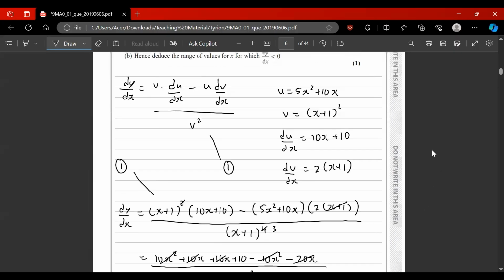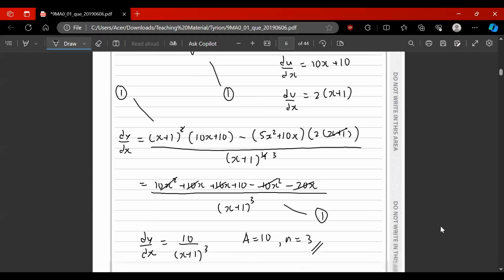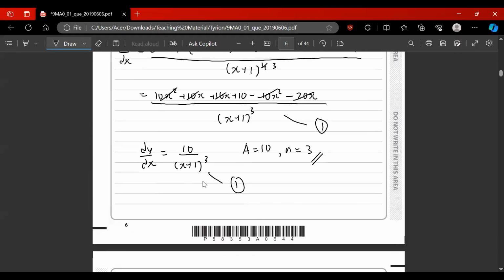Right, on to part B of this question. Hence, deduce the range of values for x for which dy over dx is less than 0. So if you look at this function here, you can see that the denominator here is a cube number. So that means if we have a negative number in our denominator, our dy over dx will be less than 0. Therefore, the condition for which our denominator here is negative would be x less than minus 1.